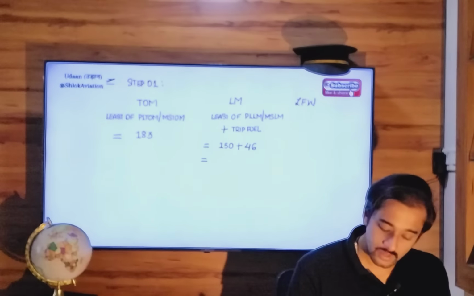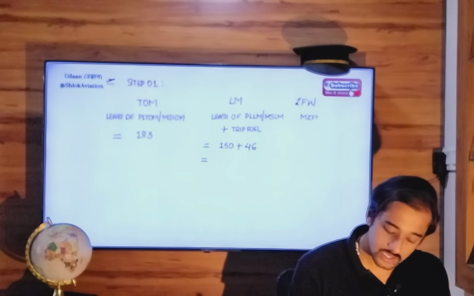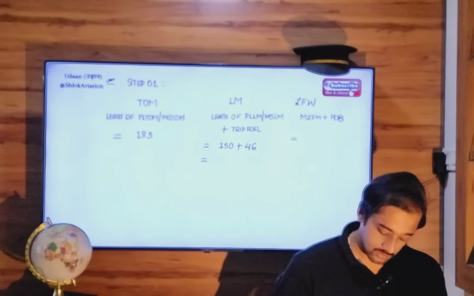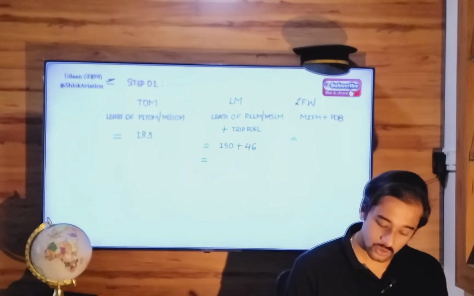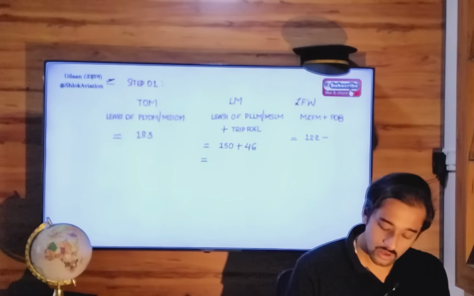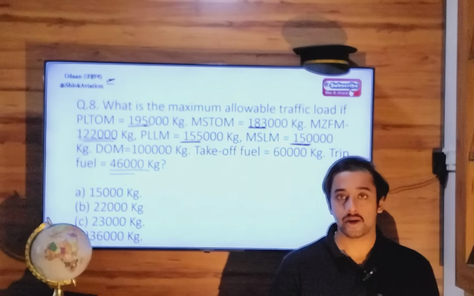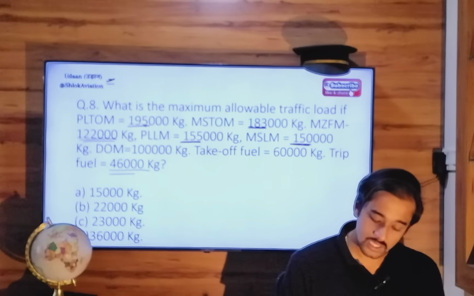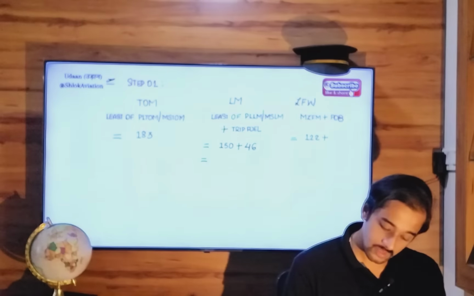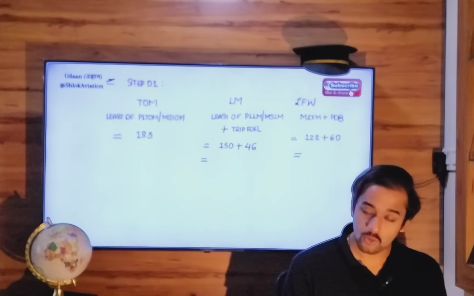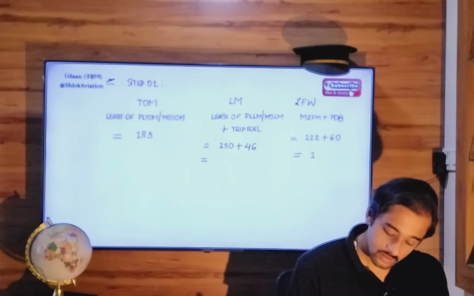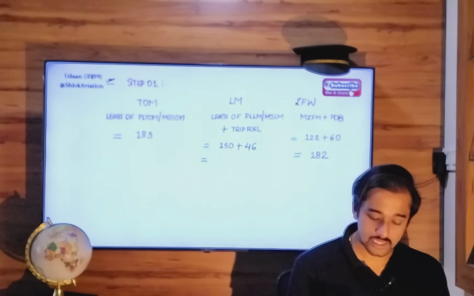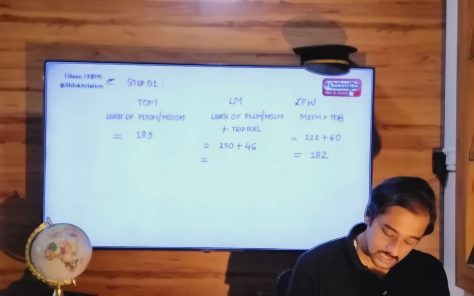Zero fuel mass column: maximum zero fuel mass plus fuel on board or takeoff fuel. Maximum zero fuel mass is 1,22,000, so we can consider 122. Fuel on board is nothing but your takeoff fuel. So takeoff fuel is 60,000, so consider 60. So 122 plus 60 is 182. 150 plus 46 is 196.